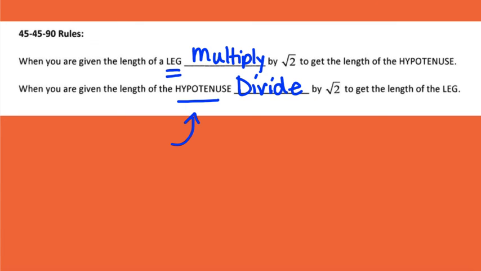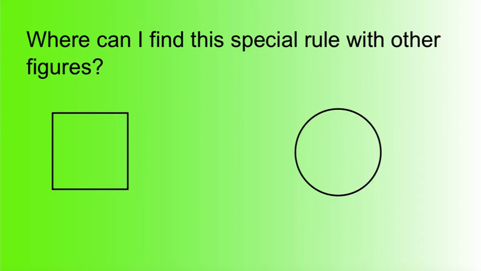All right, a couple things. Now, I know there's not a lot of room at the bottom of your page, but I do want you to know that there are, where can I find this special rule? Like, what other figures? It's not always going to be just a right triangle. So let's recall that a square is a 4-sided parallelogram with 4 congruent sides and 4 right angles.